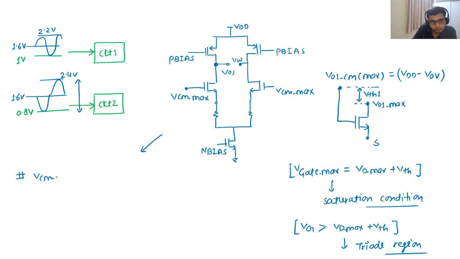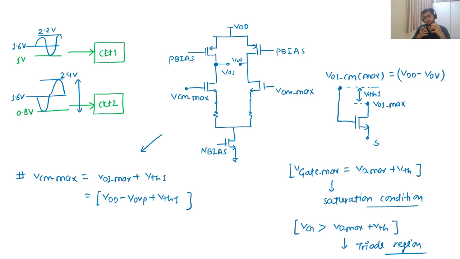So what we can see from here, not swing. As of now, I am only talking about the maximum common mode, which is nothing but V out 1 max plus VTH 1 of the input device. What is this? This is nothing but VDD minus V overdrive of P plus VTH 1. So this is the maximum value the input common mode can take. So in the maximum case, both the circuits are behaving similarly, meaning both circuits are the same.